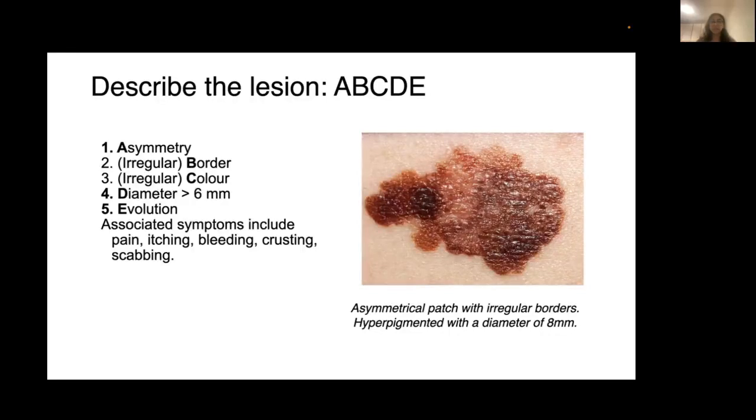So if we needed to describe this lesion in an OSCE scenario, the ideal way to describe it would be: it's an asymmetrical patch, because it's greater than 1 millimeter and because it's flat on the surface of the skin. So an asymmetrical patch with irregular borders. It's hyperpigmented, or we could say it's multiple colours, as someone said before, with a diameter of 8 millimeters.